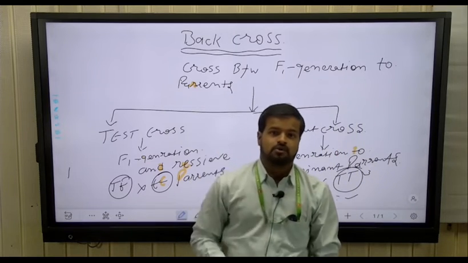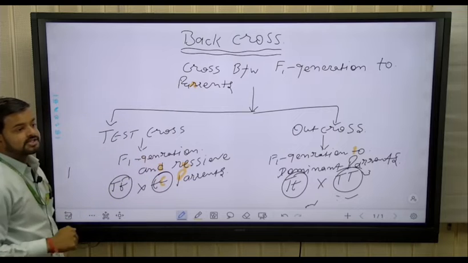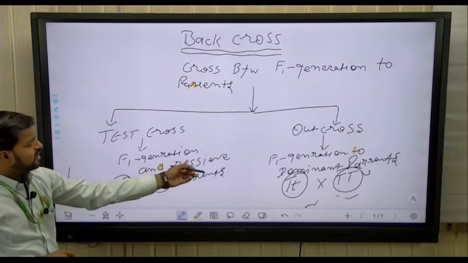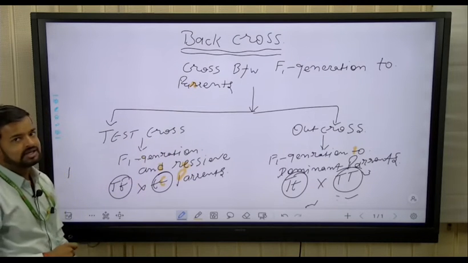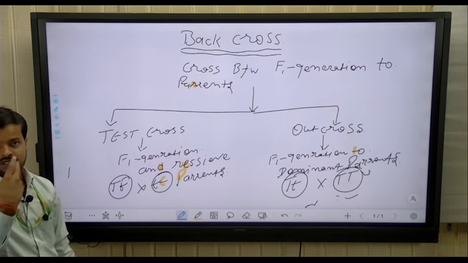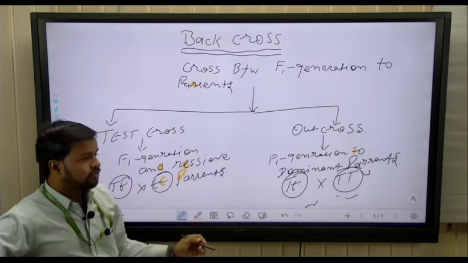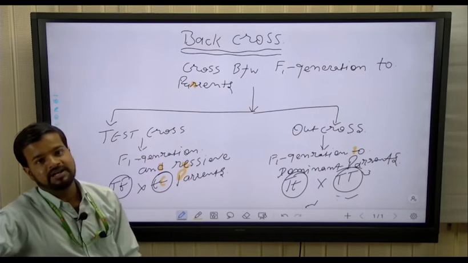There are two types of cross here. The first one is capital T small t to capital T, and the other is capital T small t to capital T. That means the test cross is done with the recessive parent, and the out cross is done with the dominant parent.